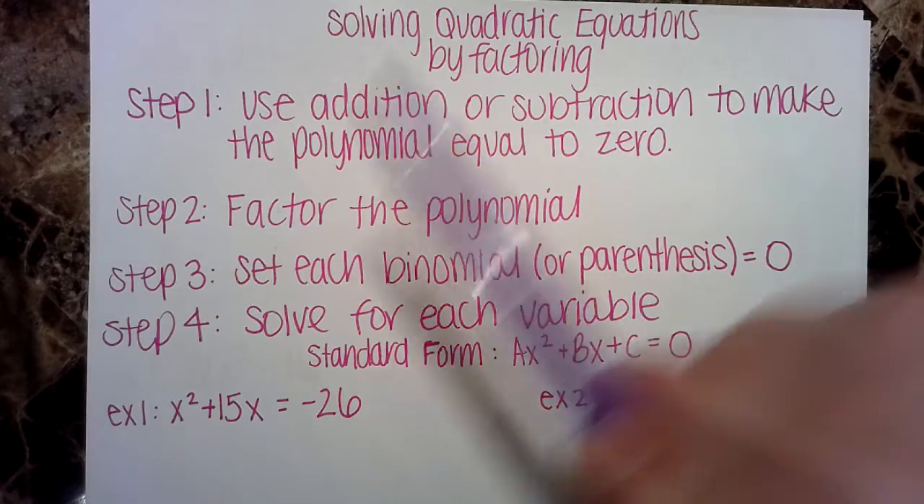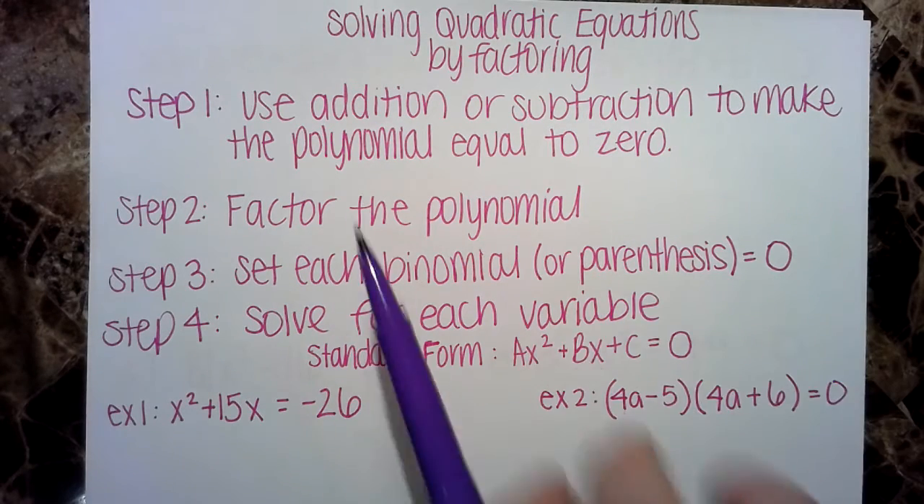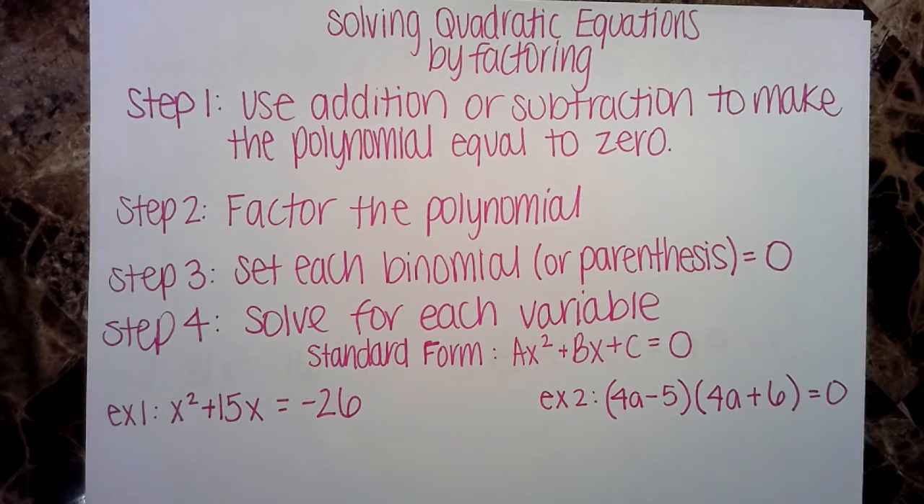So what you need to make sure is your first step is that you want to use addition or subtraction to make the polynomial equal to 0. You're then going to factor the polynomial. Your next step is that you're going to set each binomial or parentheses equal to 0. And then you are going to solve for each variable.